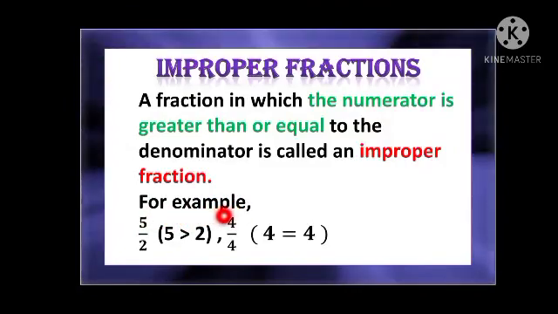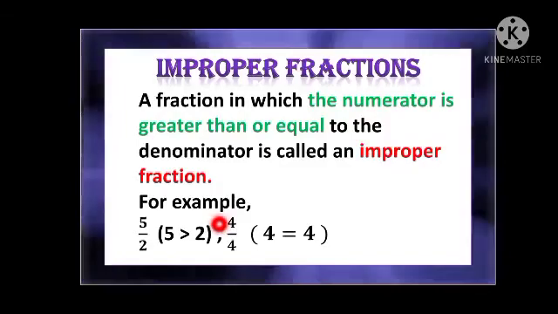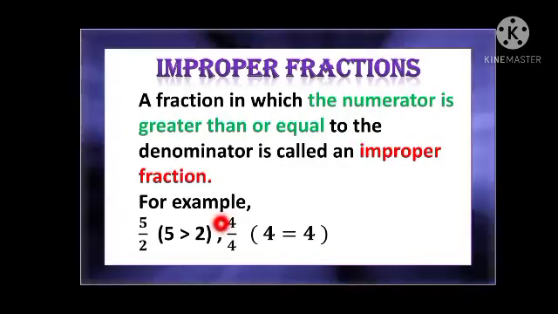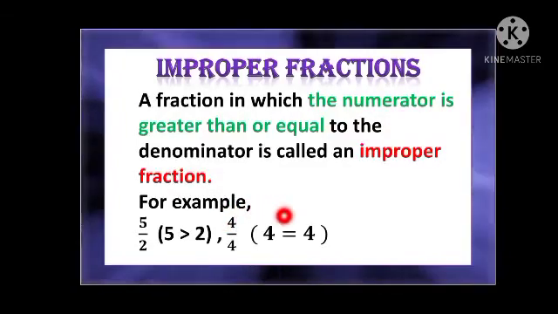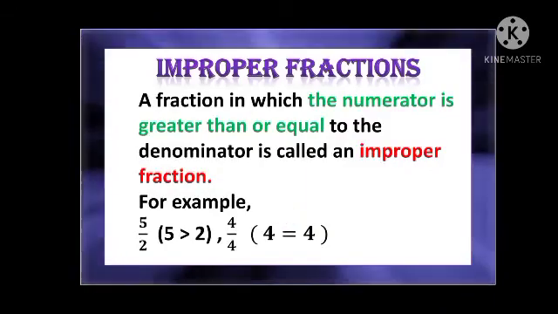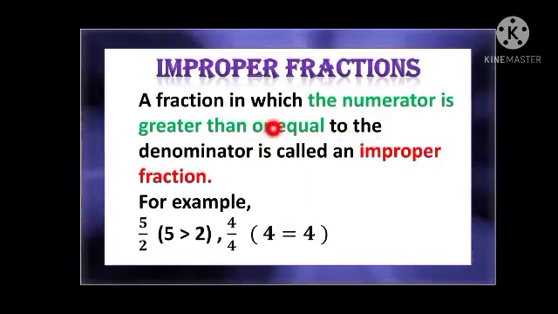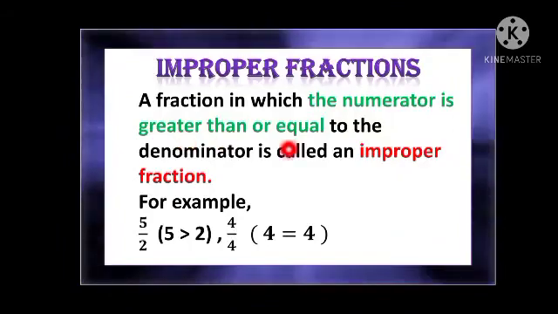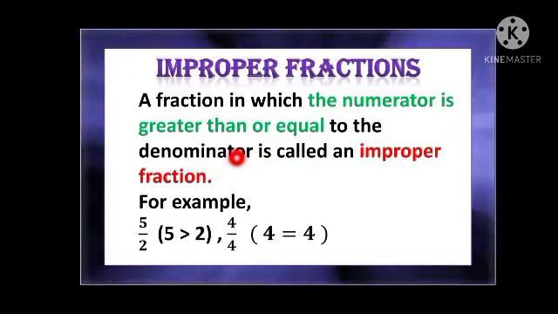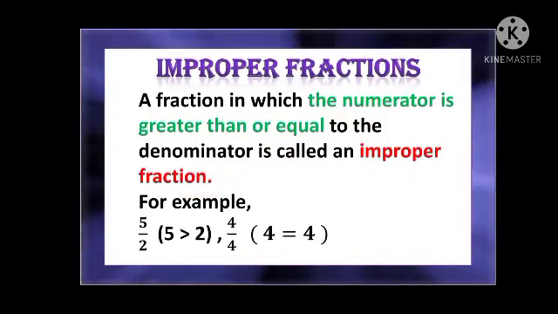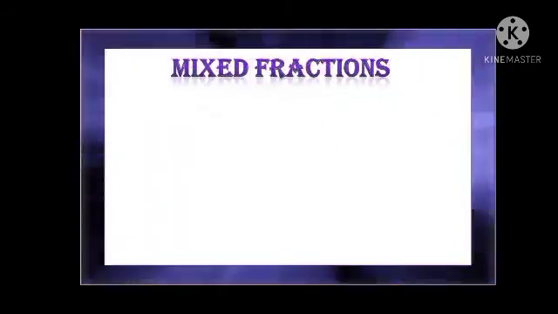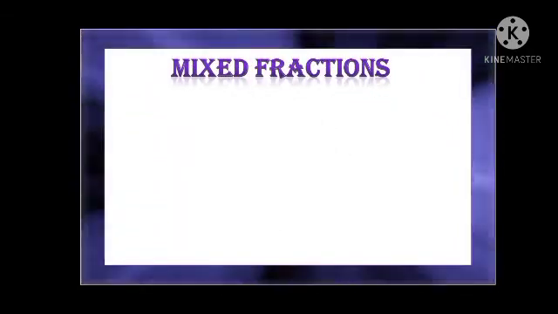Again here 4 by 4 is given. If the numerator value is equal to the denominator, then it is called an improper fraction. See here, a fraction in which the numerator is greater than or equal to the denominator is called an improper fraction. Now let's see what is meant by mixed fraction.